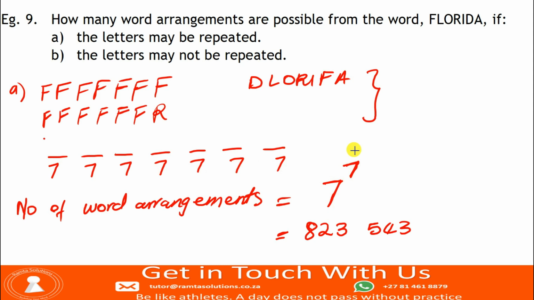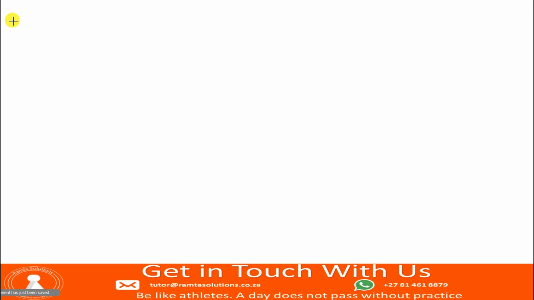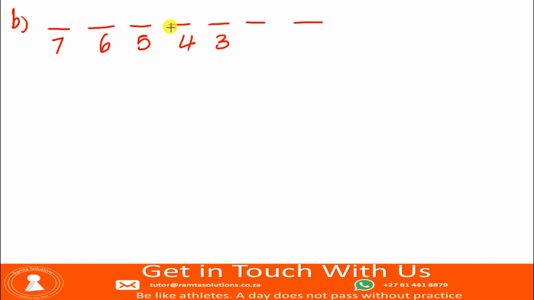Okay, perfect. Now, number B says the letters may not be repeated. Let's look at it. 1, 2, 3, 4, 5, 6, 7. If the letters may not be repeated, Florida is made up of 7 letters. For the first letter, when we choose 1, that means for the next letter we will have 1 less, meaning we have 6. When we choose 1, it means we have 5. And then we choose 1, we are left with 4. We choose 1, we are left with 3. We choose 1, we are left with 2. We choose 1, we are left with 1.